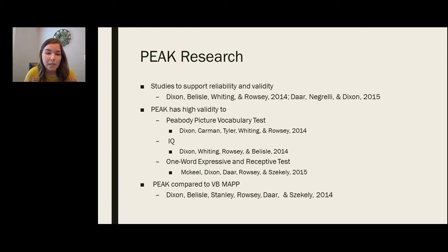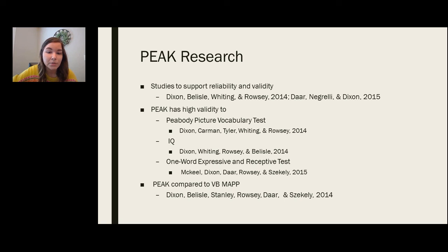And then some more Peak research. There have been studies done to support the reliability and validity of Peak. Dixon in 2014, studies to support reliability have been conducted on the direct training module. Peak has high validity to the Peabody Picture Vocab test, the IQ, and the one-word expressive and receptive test. These assessments are often used with individuals with intellectual or developmental disabilities, so that's a good comparison between the two.